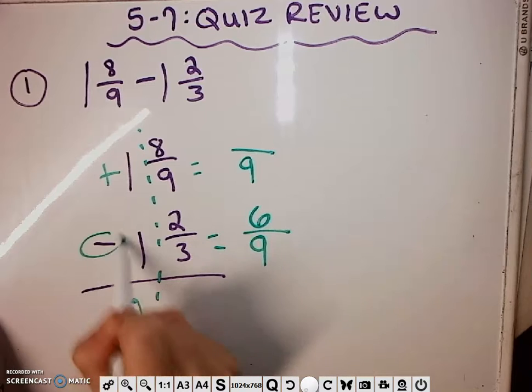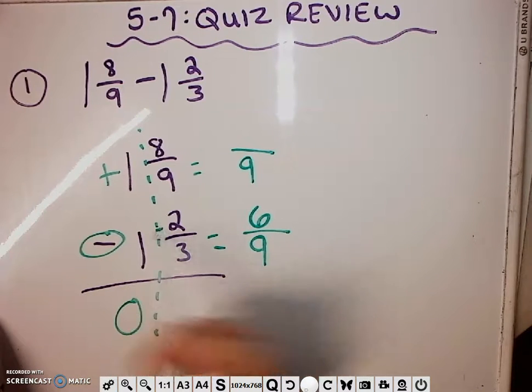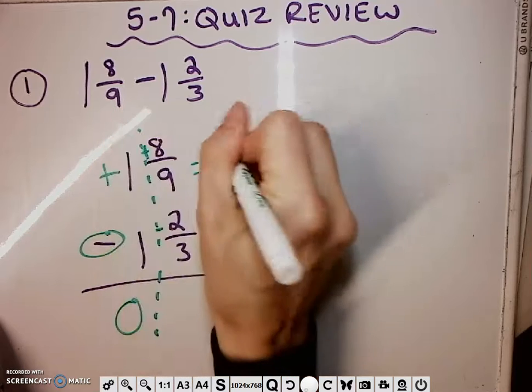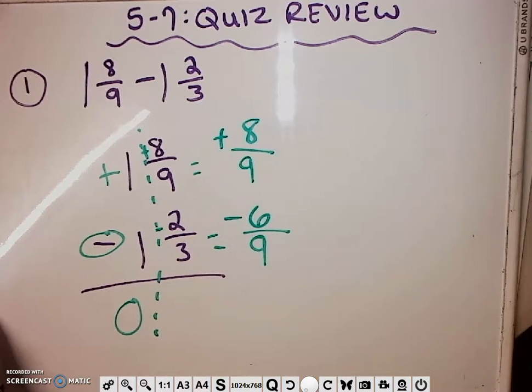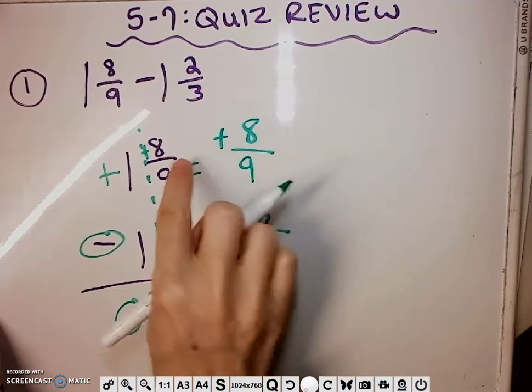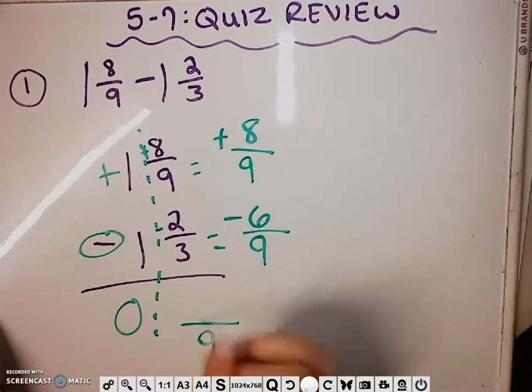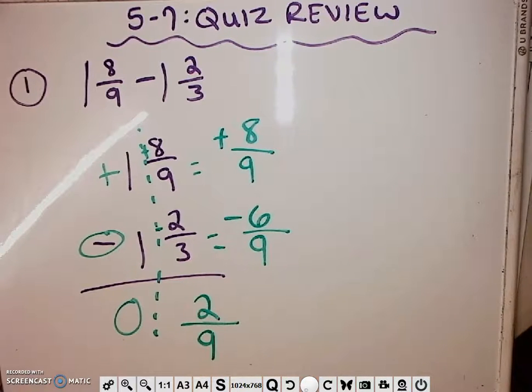See this negative here? This negative needs to be carried over to my fraction and therefore my numerator. This one's positive, so this is going to be positive. And this remains 8/9. 9 times 1 gives me 9, so 8 times 1 gives me 8. Now I'm going to write my denominator, and then I just subtract. 8 minus 6 is 2. So my answer is 2/9.